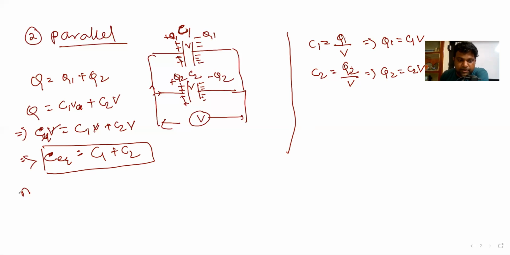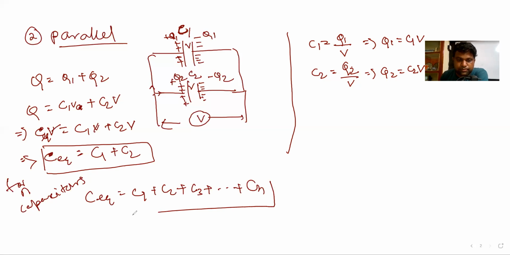If we take n capacitors in parallel, then your C equivalent in the circuit will be C1 plus C2 plus C3, and so on, up to Cn. So this is the parallel and series combination of the capacitors, whose results we have discussed in detail.